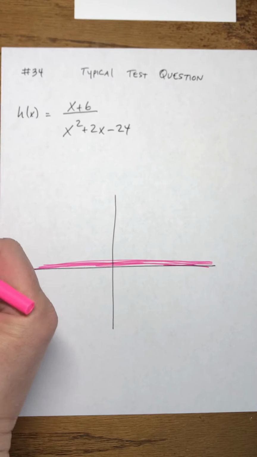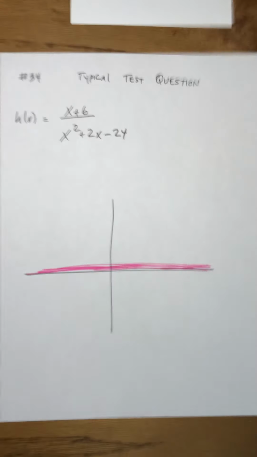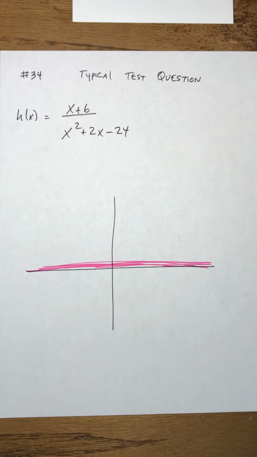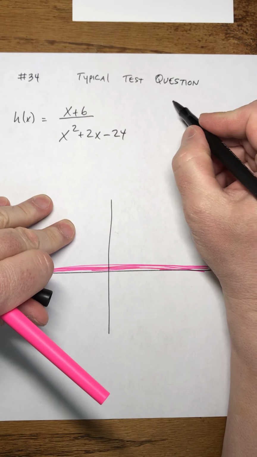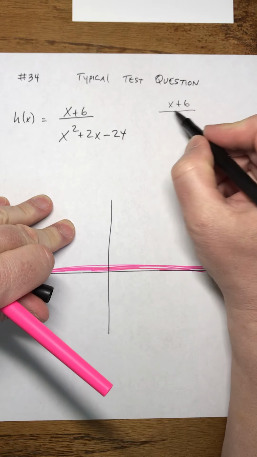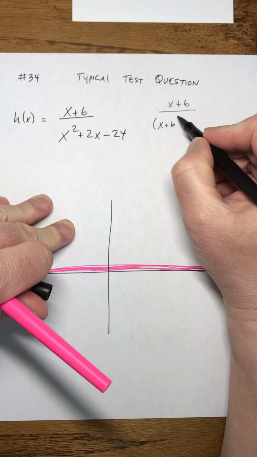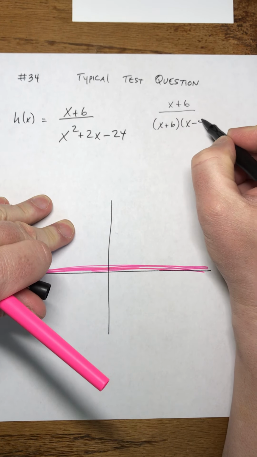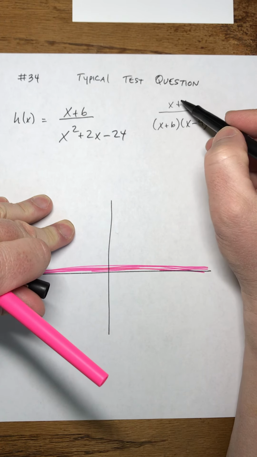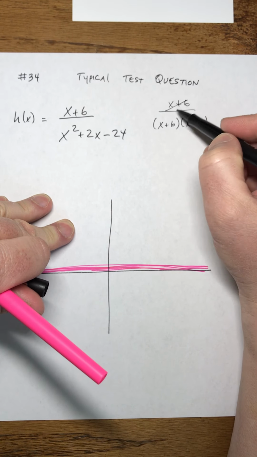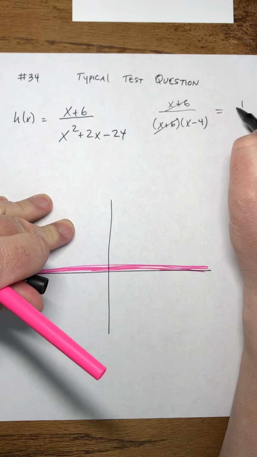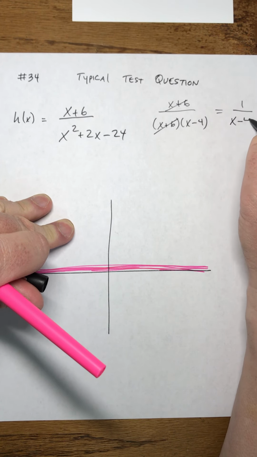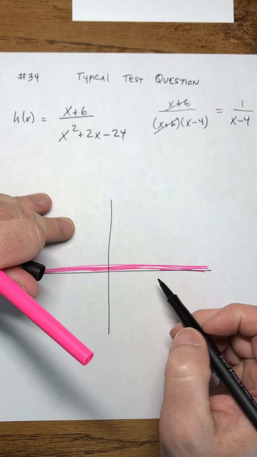If we factor the bottom of this function, we're going to get an x plus 6 on the top. And on the bottom, we'll get an x plus 6 and an x minus 4. This shows that the x plus 6 and x plus 6 on the bottom will cancel out, and I'll get an equivalent equation like this.